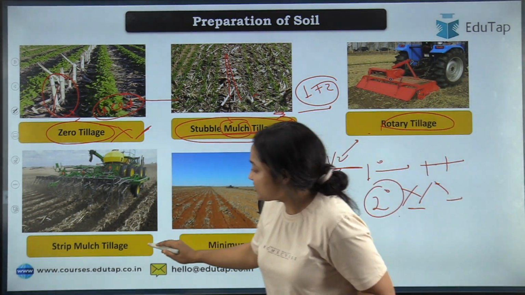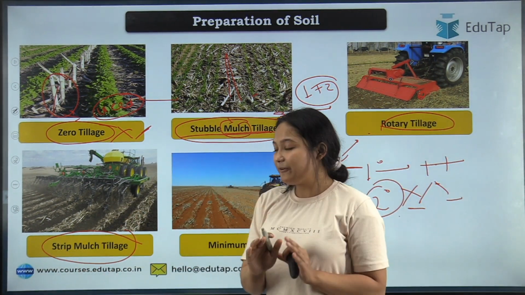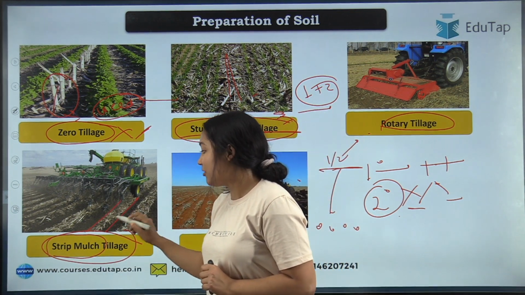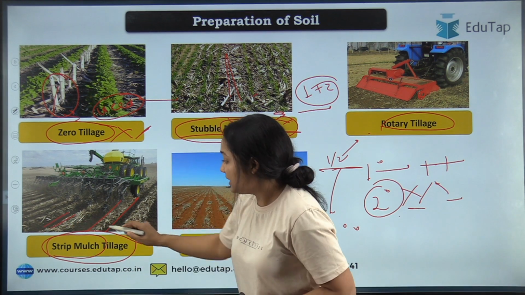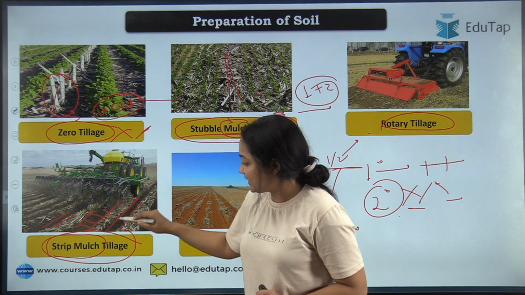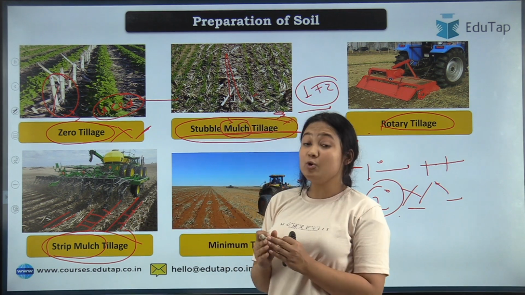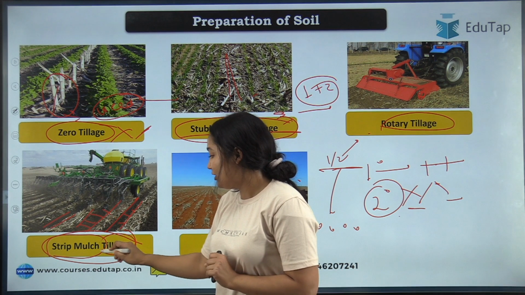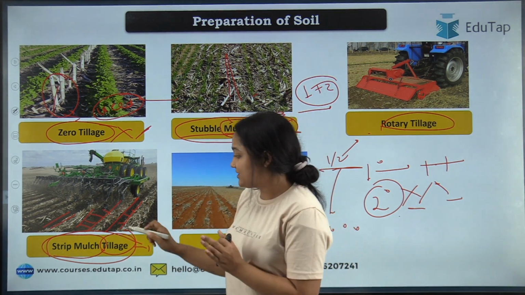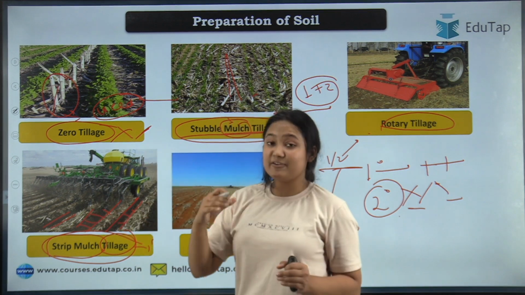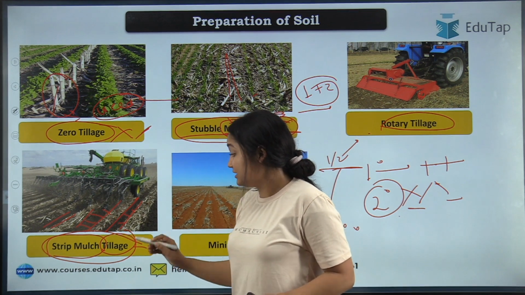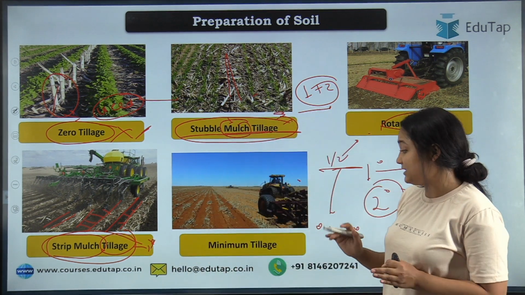Now, talking about strip mulch tillage. What we do in strip mulch tillage is leave strips of mulch and do the tillage in some strips. So here you will do tillage and here you will leave your mulch, then again tillage, then again mulch. So you till your land as much as required, not unnecessarily, as we do in conventional tillage, where we till our whole farm. Here we are doing it in strips, and the strips will be as required.